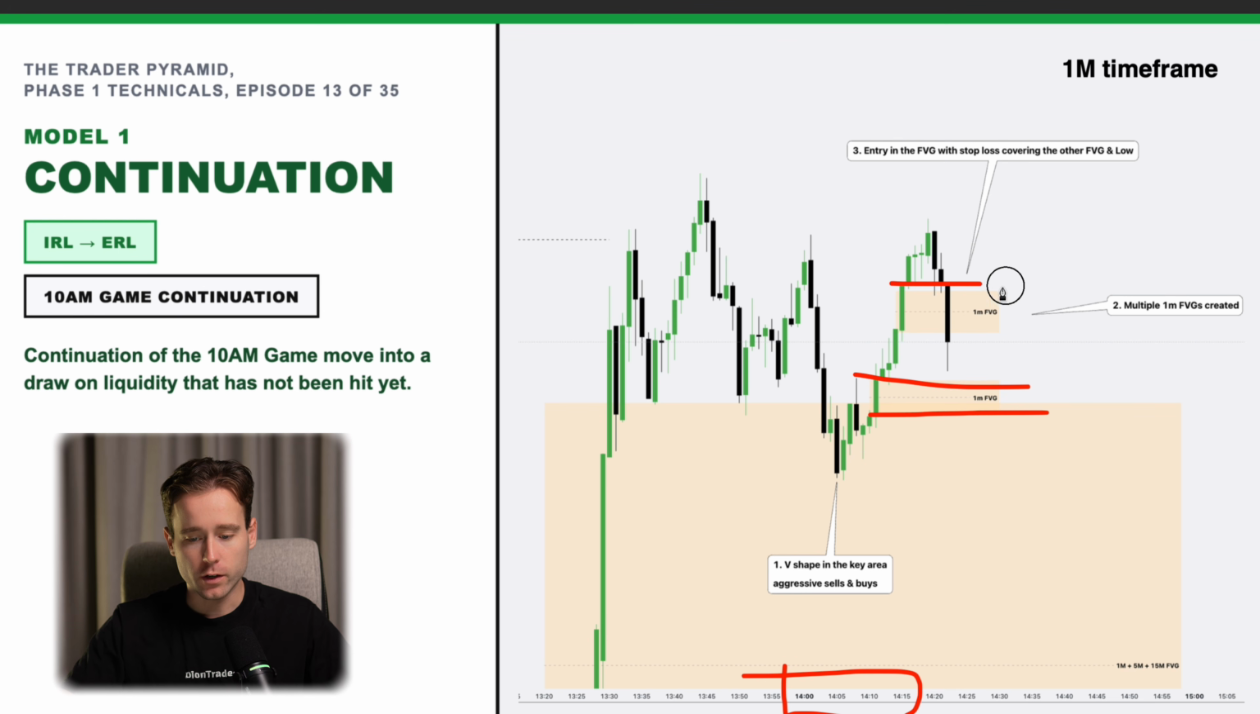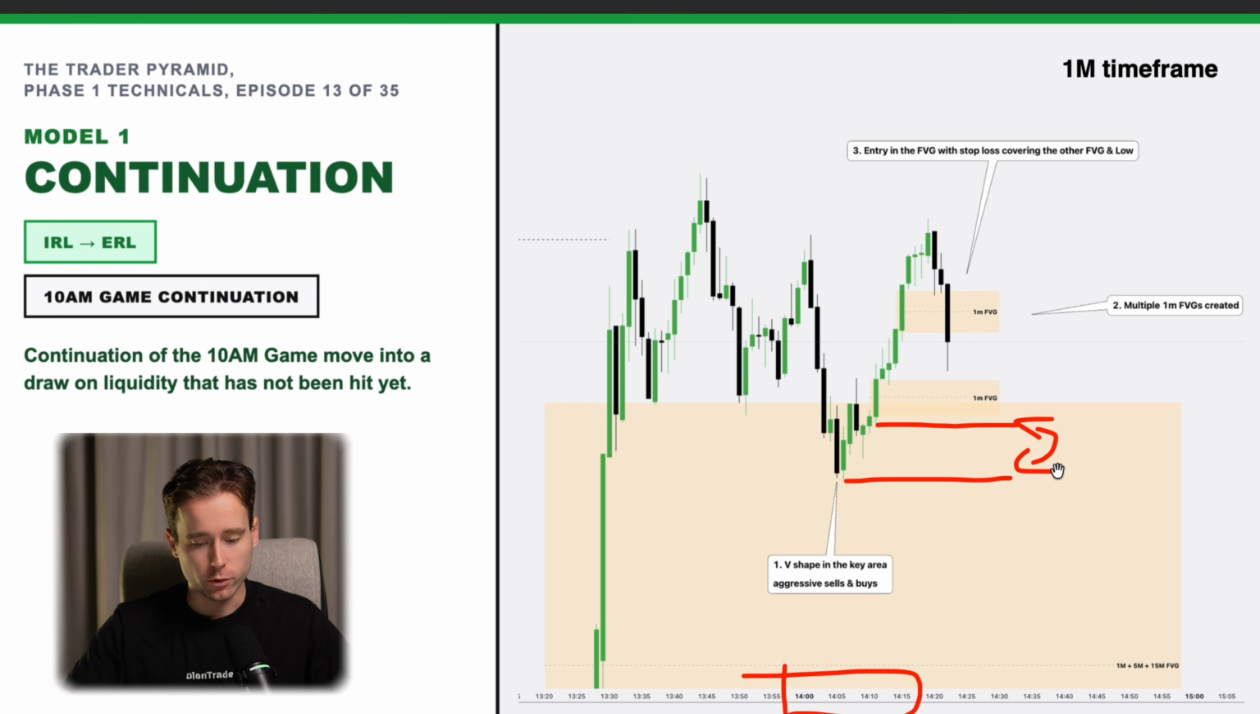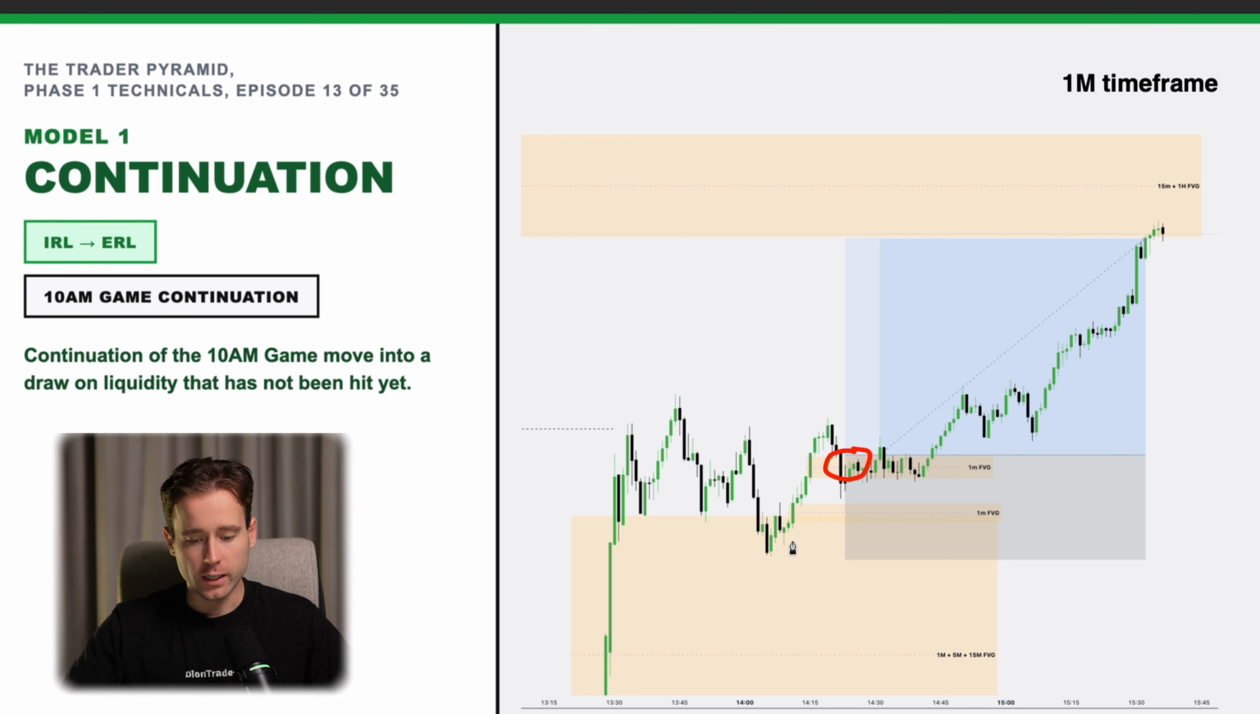My rule is if there's 2 fair value gaps, I like to take my entry in the first one, in this one, and my stop loss covers the other one. So of course, ideally below this low, but also below this fair value gap. Here is where you can put your stop. Both is good. It's up to you, up to trader discretion. And then entry in the first fair value gap, stop below the low, target that 15 and 1 hour fair value gap, and see how clean this PM session model is.